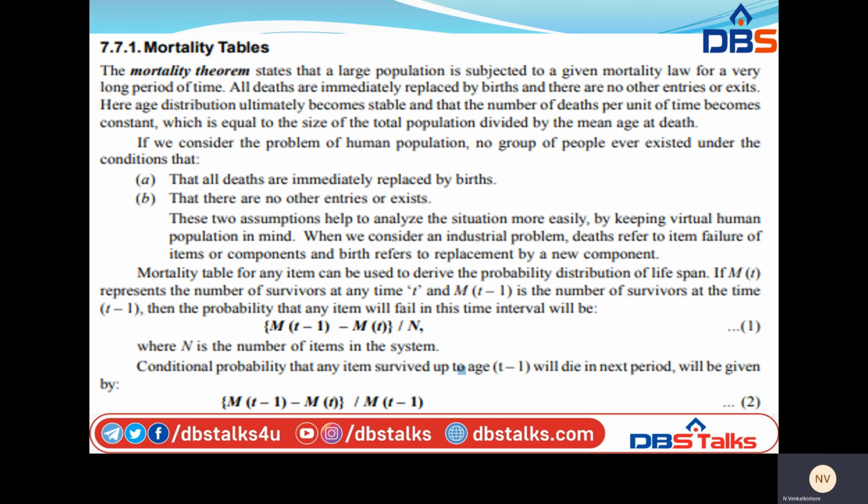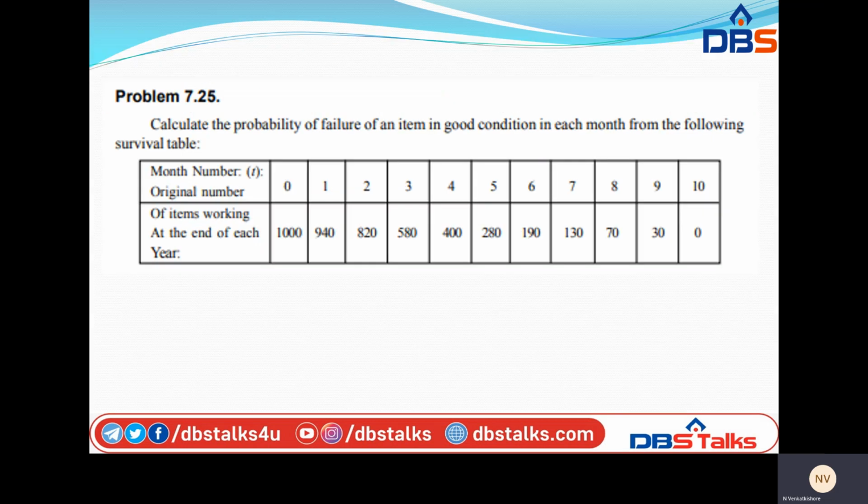So what are the formulas we have to remember here? m of t minus 1 minus m of t, whole divided by N, for the time intervals, and conditionally, m of t minus 1 minus m of t by m of t minus 1. That is mortality. Now let us solve the problem. So try to write the problem.